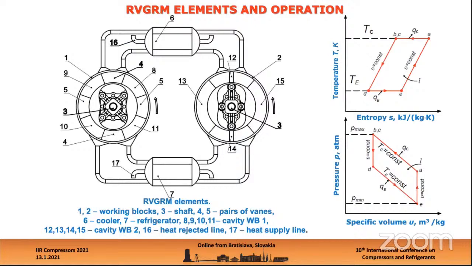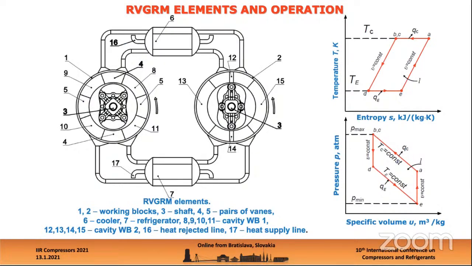RVGRM elements and operation. The RVGRM consists of two working blocks, W1 and W2, in which the working fluid is compressed and expanded with a 45 degrees shift. The working blocks have one common drive shaft 3. The cooler 6 and the refrigerator 7 are connected to the working blocks by lines of compressed high temperature and expanded cold working fluid. The heat is rejected by the coolant through line 16 connected to the multi-flow heat exchanger 6. A heat supply line 17 from the heat sink is connected to the multi-flow heat exchanger.